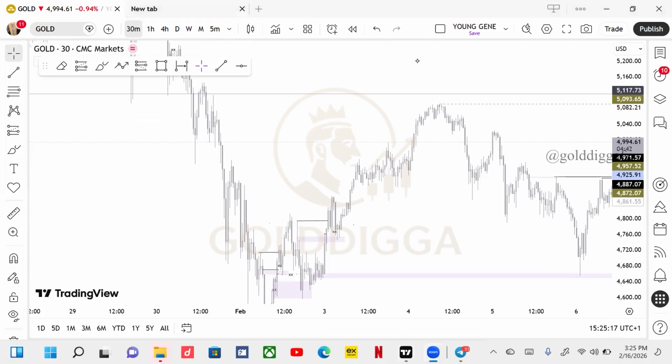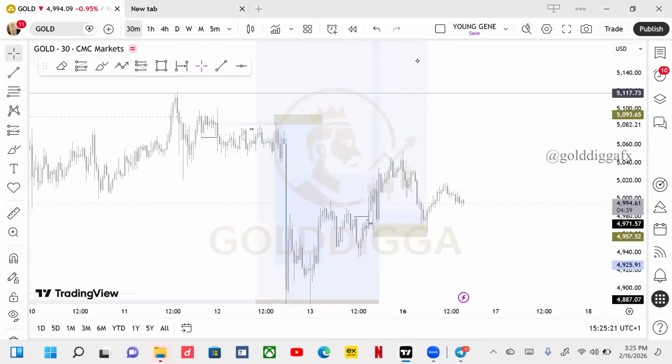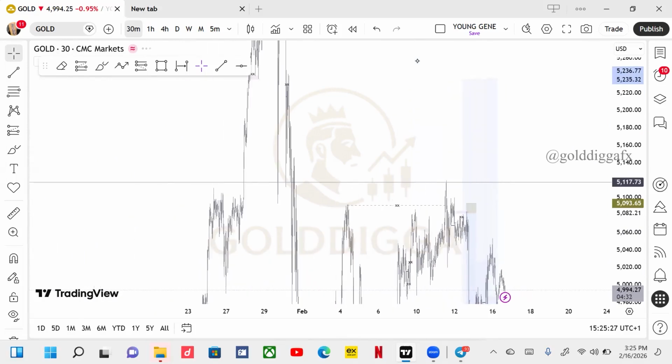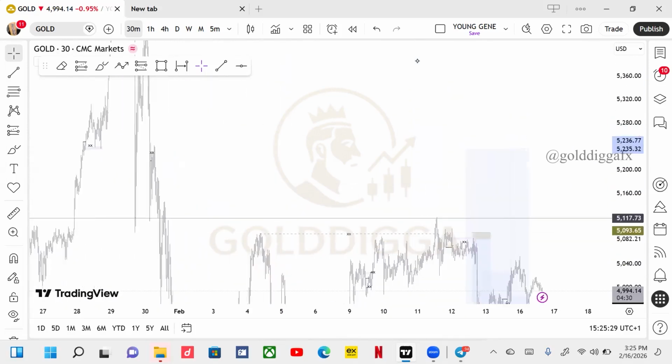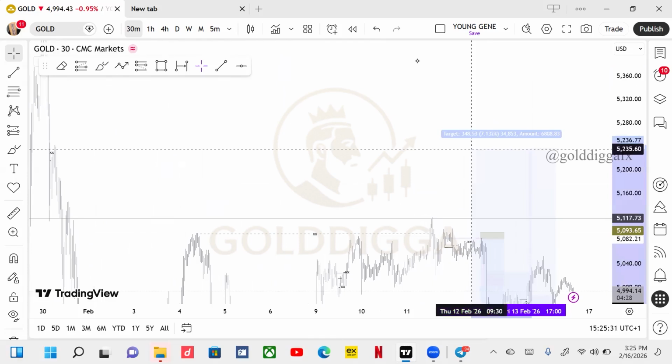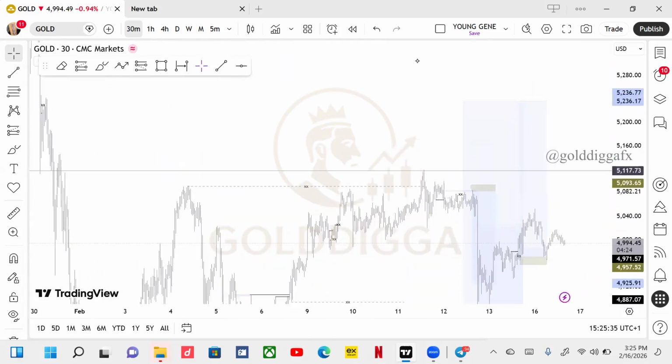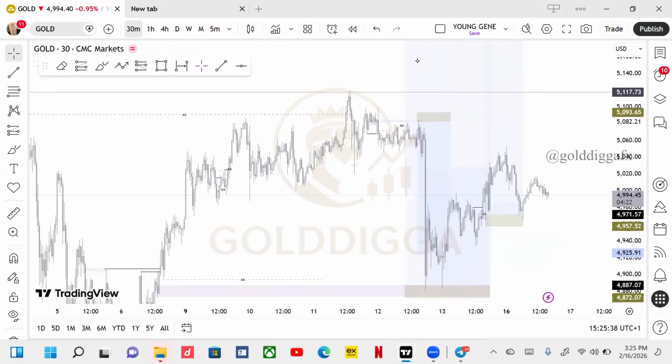Directional bias for current scenario. Okay, my bias is still bullish. You can see my bias, you can see my TP already. It's going all the way up to my trend line liquidity. That's where the target is, that trend line I showed you just now. So I'm still holding my trade, still holding the entry from this place.